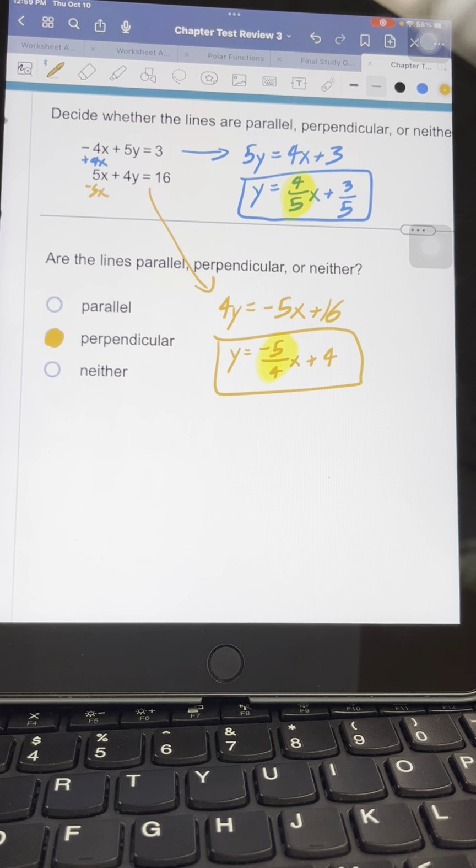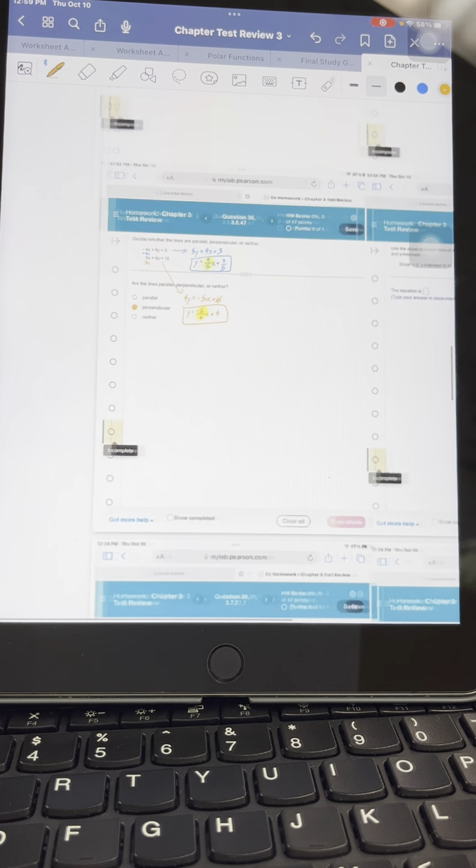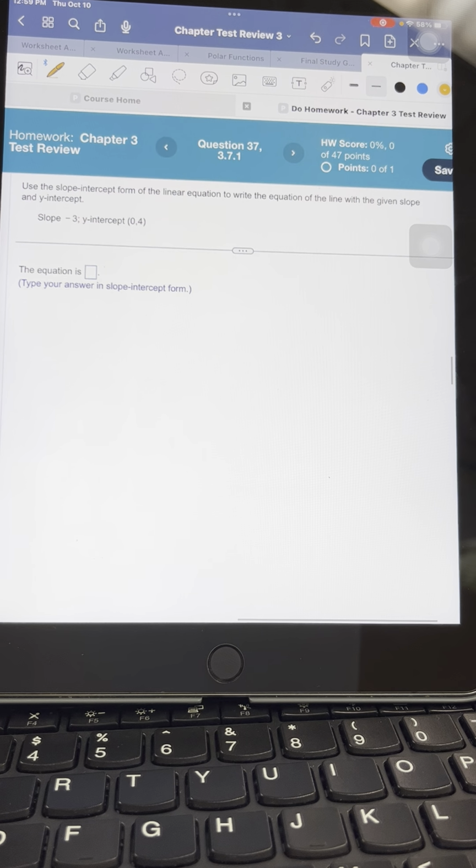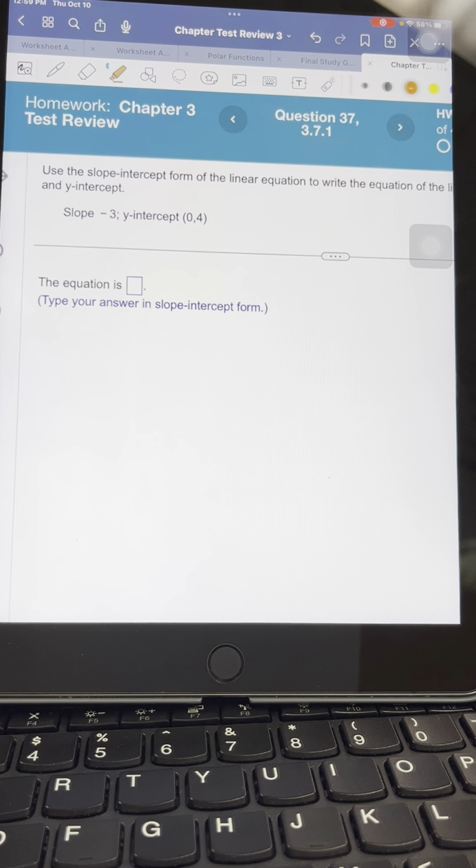Okay, so let's go over here. Use the slope-intercept form of the linear equation to write the equation of the line with the given slope and intercept. We're given the slope, and then we're given the y-intercept. So they want us to write it in slope-intercept form. All we have to do is y equals, what's the slope? Negative 3x. What's the y-intercept? Plus 4. That's literally all you have to do, guys. So I expect everybody to get this question right for sure.